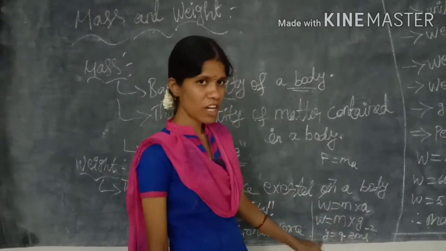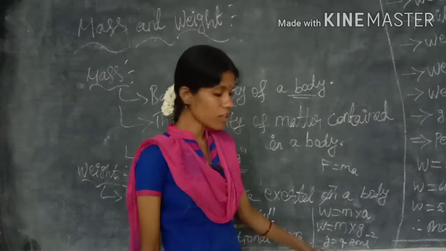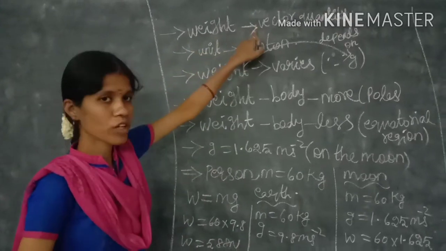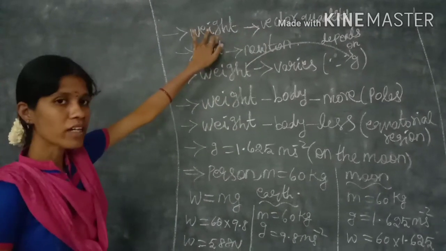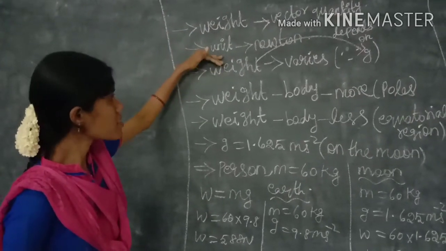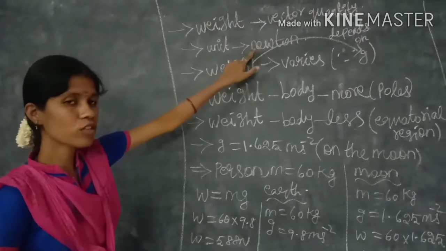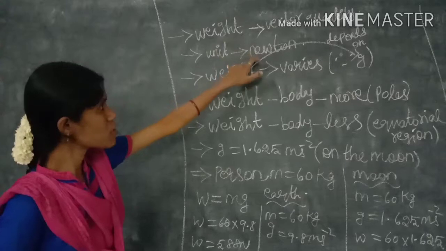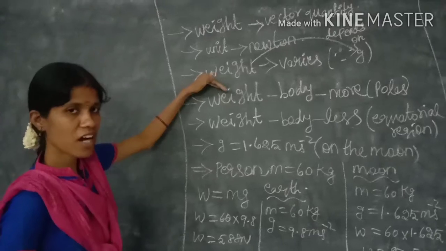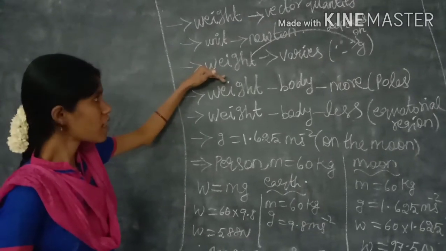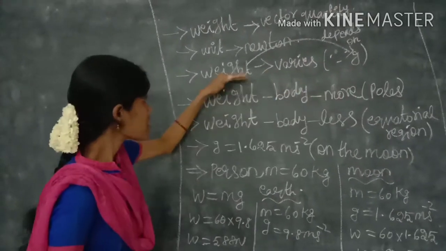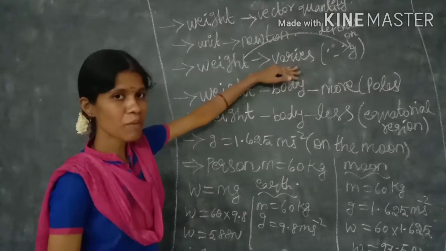Already we know that the value of small g, the acceleration due to gravity, is 9.8 meters second power minus 2. Weight is a vector quantity, so it has both magnitude and direction, but mass is a scalar quantity. The SI unit of weight is Newton, because it is related to force. Weight varies from place to place. It is not a constant or fixed value, because it depends on the value of small g, the acceleration due to gravity.